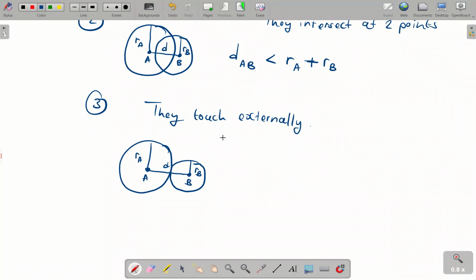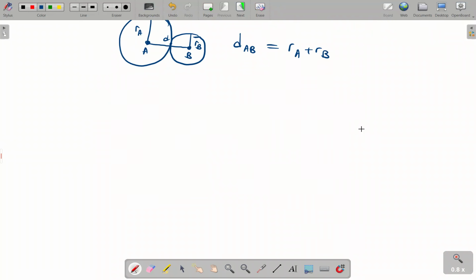So now when you have this case that they touch externally, externally meaning exactly at 1 point. You can see they touch exactly at 1 point, like a tangent. It touches the cycle exactly at 1 point. So meaning now the equation that you're going to use is D, which is the distance between their centers, equals RA plus RB, the sum of their radii. So that's the formula there.